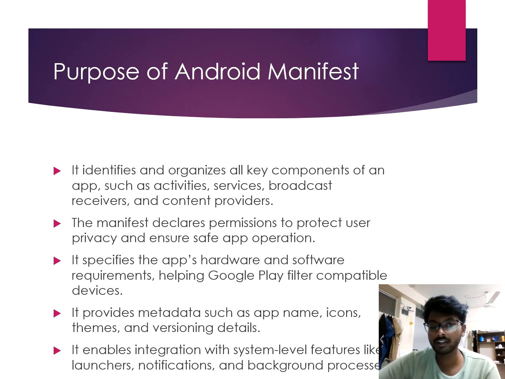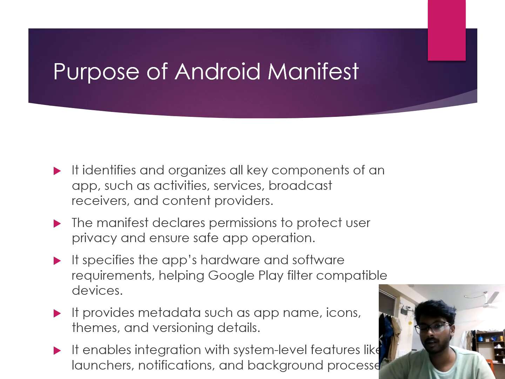As we have gone through the introduction, we have got the basic idea. So let's now learn about the purpose of Android Manifest. It identifies and organizes all the key components of an app, such as activities, services, broadcast receivers, and content providers. The manifest declares permissions to protect user privacy and ensure safe app operation. It specifies the app hardware and software requirements, helping Google Play filter compatible devices. It provides metadata such as app name, icon, themes, and versioning details. It enables integration with system level features like launchers, notifications, and background processes.